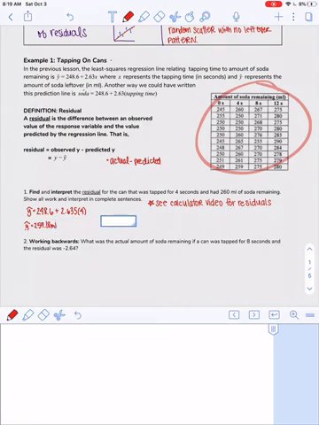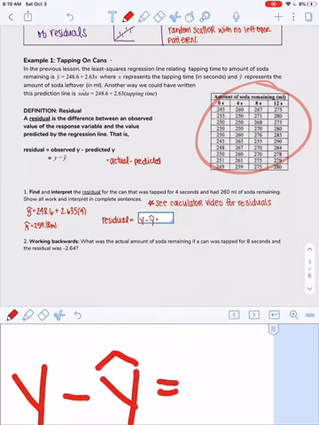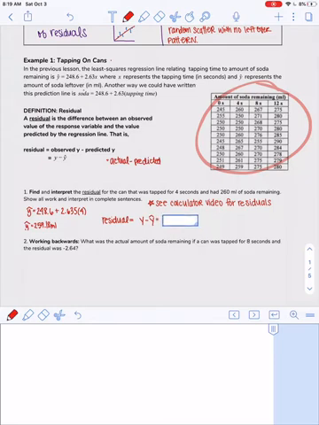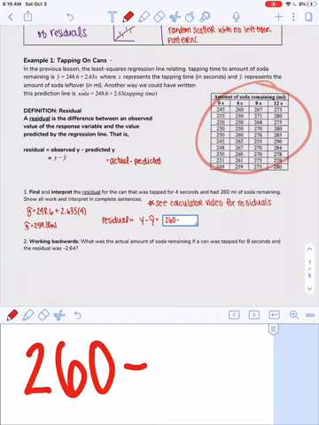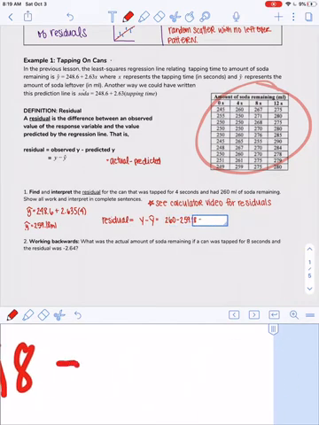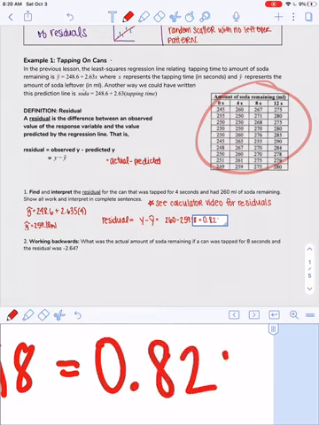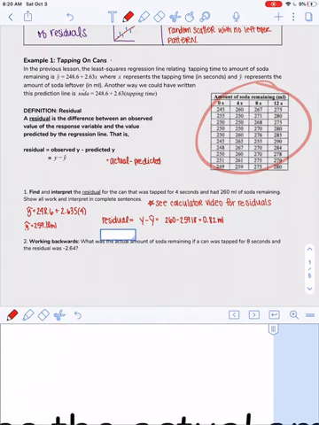So now we want to find our residual. Again, to find our residual, we take our actual minus our predicted. If we look at the chart, it's 260, they tell us right there. So our actual is 260. We subtract our predicted, which is 259.18, and we get our residual of 0.82 milliliters. Okay, so how we would describe that is we'd say this can had 0.82 milliliters more than expected based upon how long it was tapped.